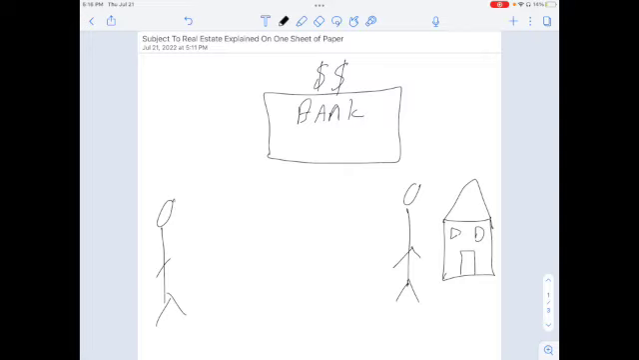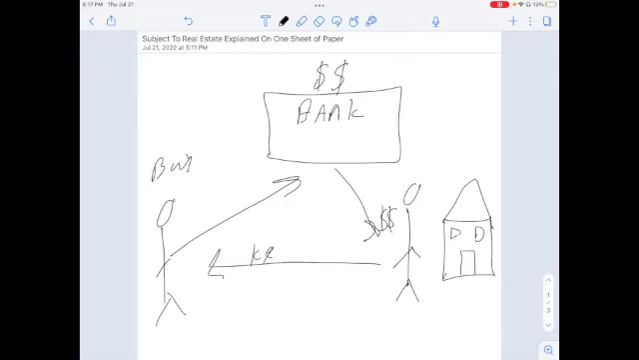So the way it normally works when someone wants to buy a home, let's say this is the buyer, they're looking for a home right here, and once they find a home, they've got to go to a bank and borrow money. And then the bank will wire the money to the title company, aka to the seller. Once that happens, then the seller, simply put, will give the homeowner the key slash the deed, which is the ownership.